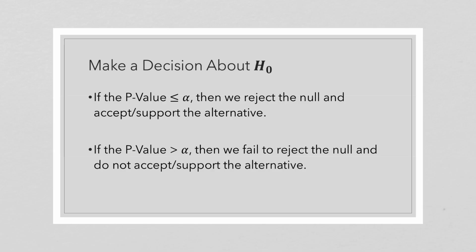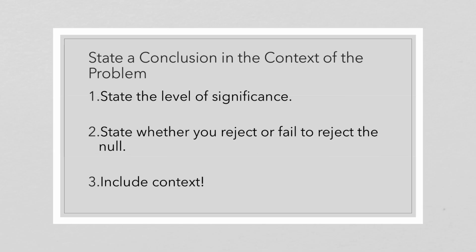So from there, we will state our conclusion in the context of the problem. And as always, we're going to state the level of significance. We're going to state whether we reject or fail to reject the null. And then we're going to include context. So we're basically going to say, for example, if we reject our null, we would then indicate is one group larger, smaller, or different than the other. Okay. If we fail to reject the null, then we would just say there is no difference between the two.